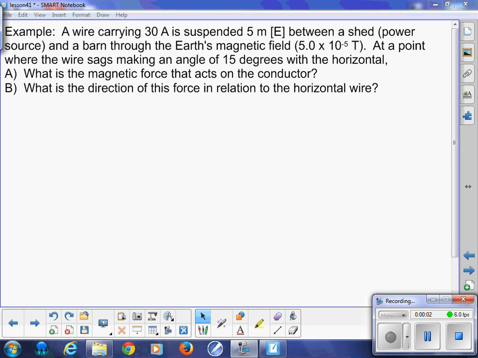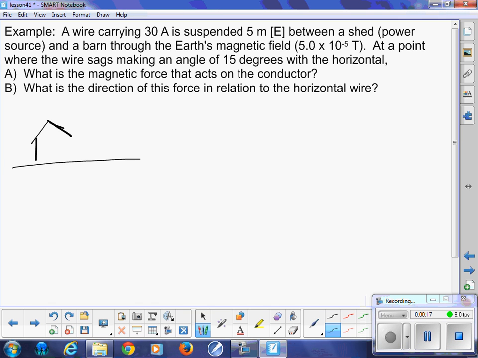Okay, a wire carrying 30 amps is suspended 5 meters between a shed, which is the power source, and a barn, through the Earth's magnetic field. So I'm just going to give myself a sketch here to start with. So here's my shed, and here's the barn.